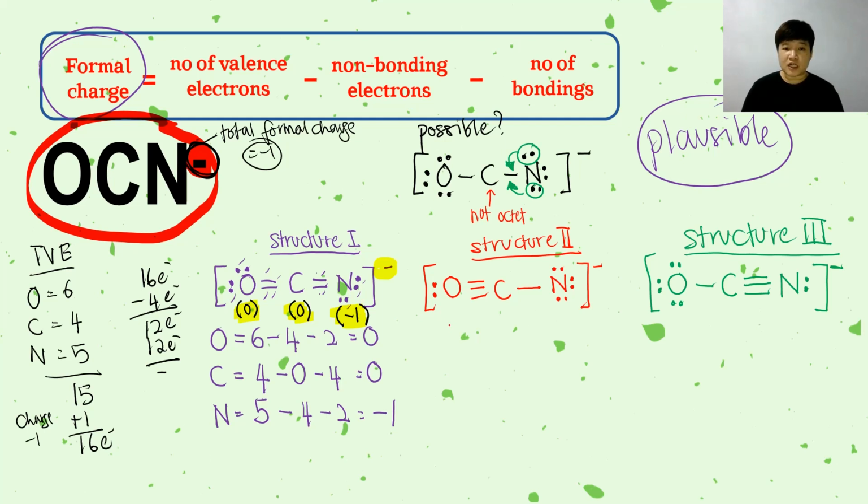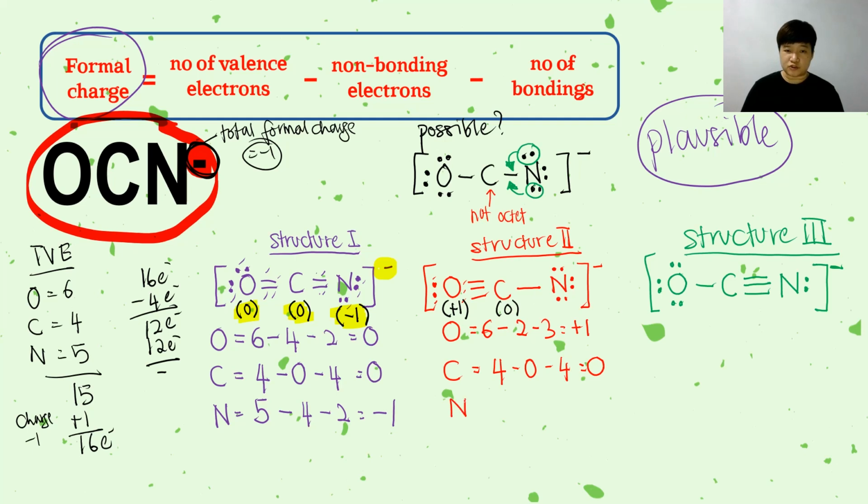What would be the formal charge of oxygen in structure 2? Oxygen in structure 2 will be 6 valence electron minus non-bonding electron. I have 2 non-bonding electron minus 2 minus number of bond. I have 3 bond over here, 1, 2, 3 minus 3. So oxygen will be +1 in this case. Oxygen +1. Carbon in this structure, carbon will be 4 minus 0 minus 4. Non-bonding electron is 0, number of bond is 4. Therefore, carbon again is 0. Carbon remains 0 in structure 2.